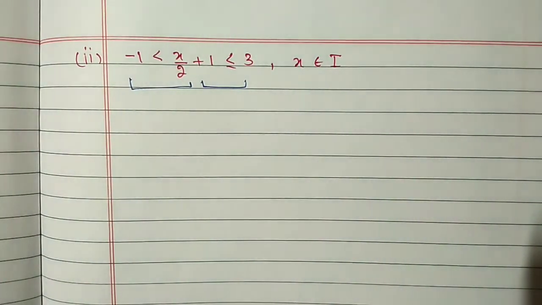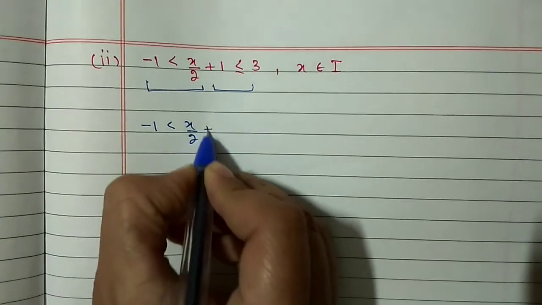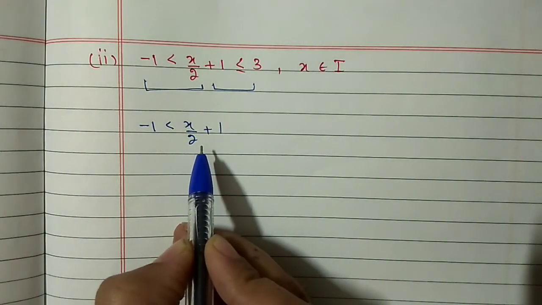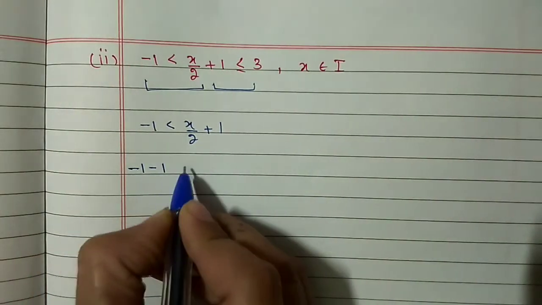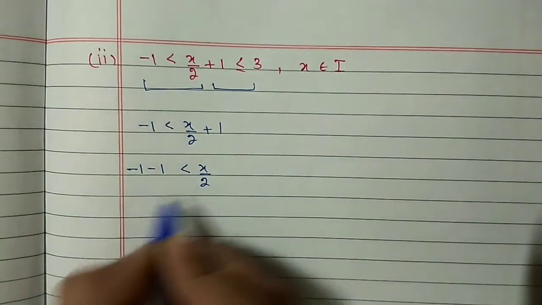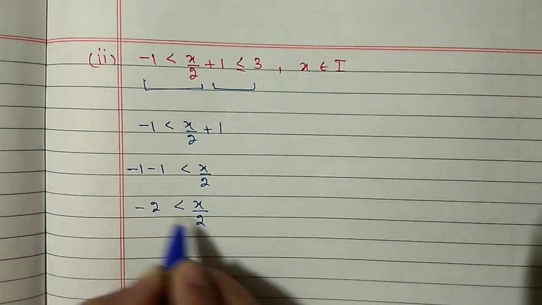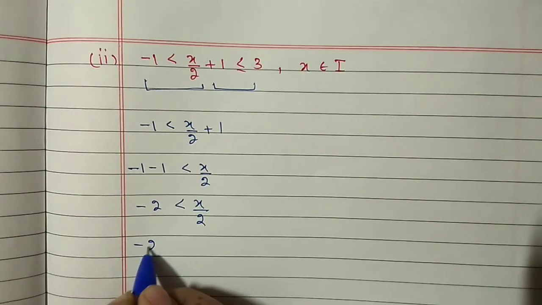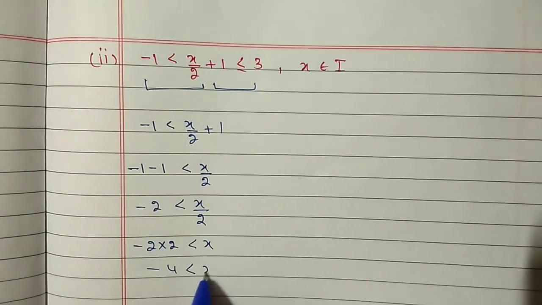When we take the first two, minus 1 less than x by 2 plus 1. We have to keep x on the right side now. So this plus 1, when you shift it to this side, it will become minus 1. We get minus 2 less than x by 2. Now this 2 also we can shift here, it will come for multiplication. So minus 4 less than x.